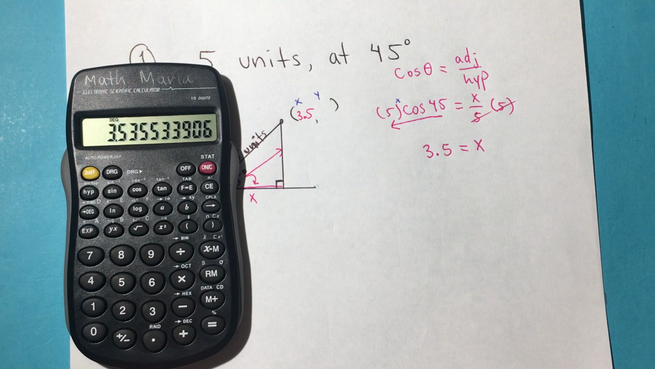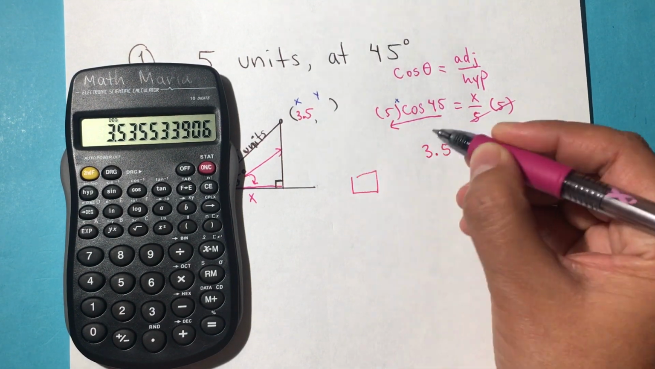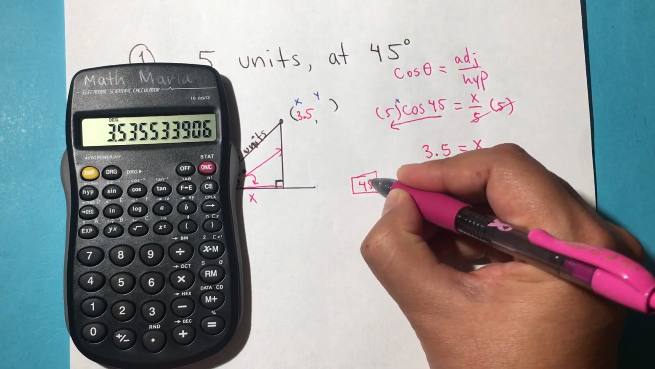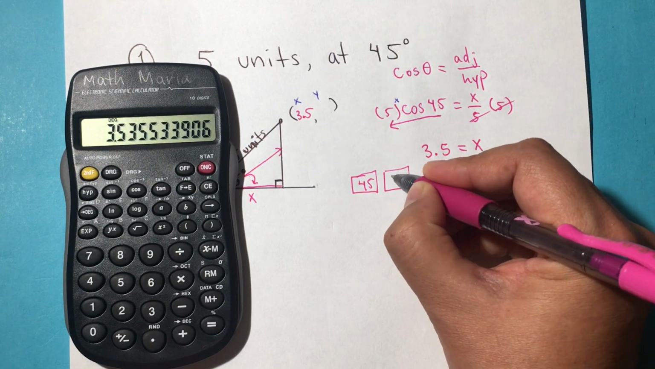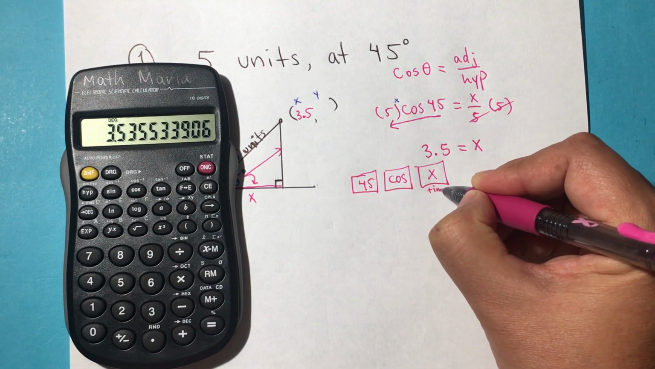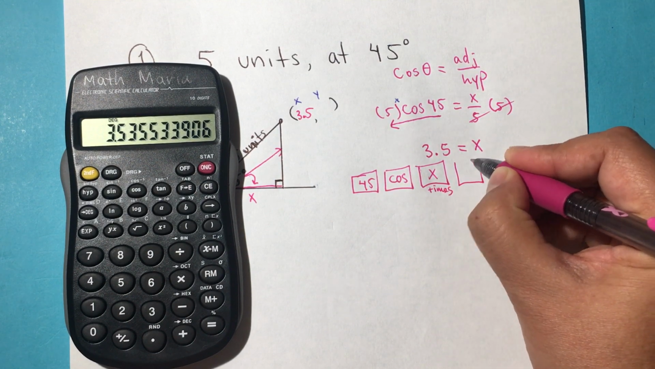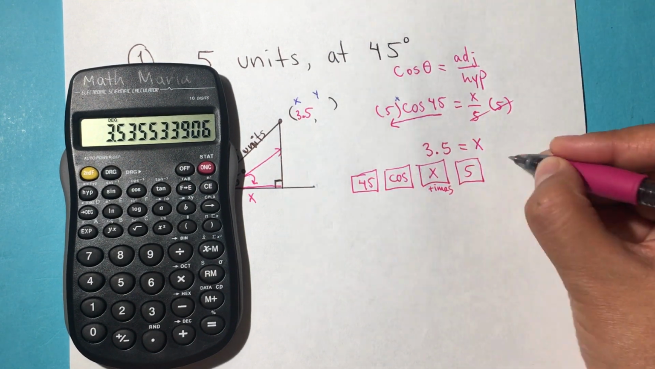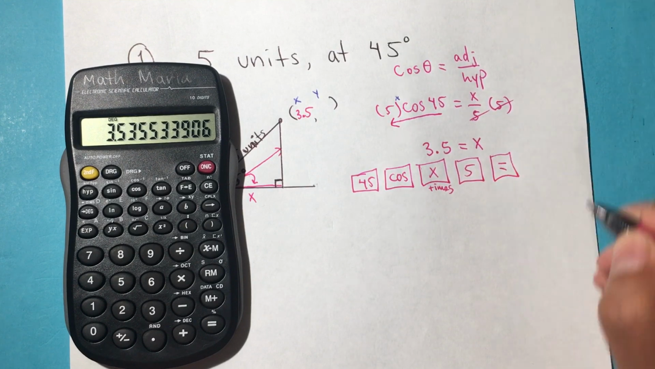And that's the value for x. Again, in the calculator, you're going to write 45 cos times 5, and don't forget the equal.